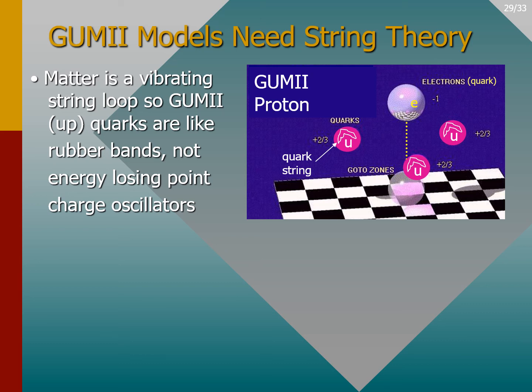Fortunately, string theory solves this dilemma. It allows quarks to vibrate in place without losing energy, like oscillating loops of a rubber band. This is exactly the kind of motion that the up quarks in the gummy models require.